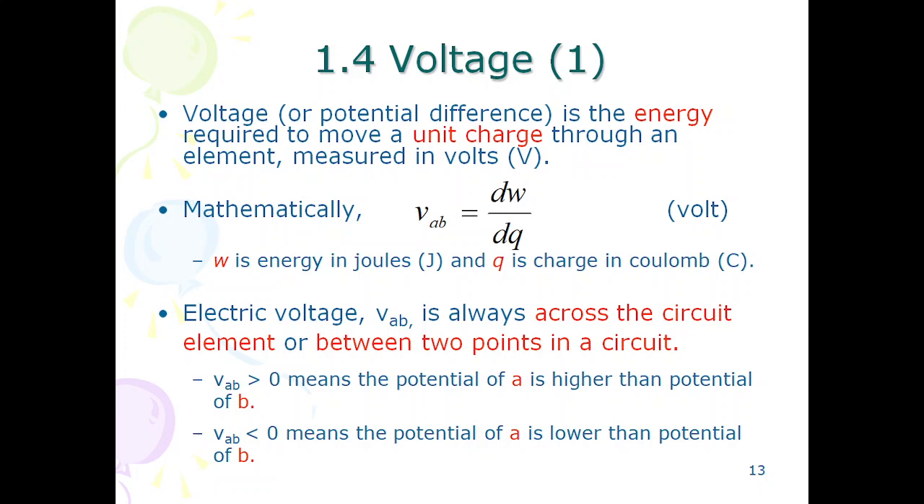And if VAB is greater than 0, meaning VAB is positive, then A is at higher potential. If VAB is less than 0, it means A is at lower potential, then B.